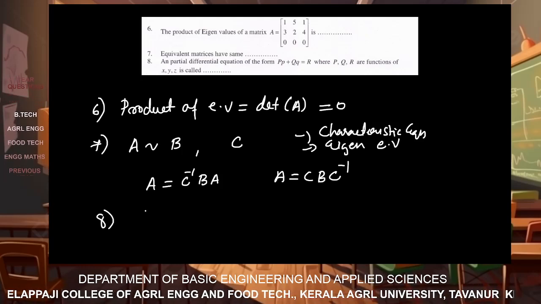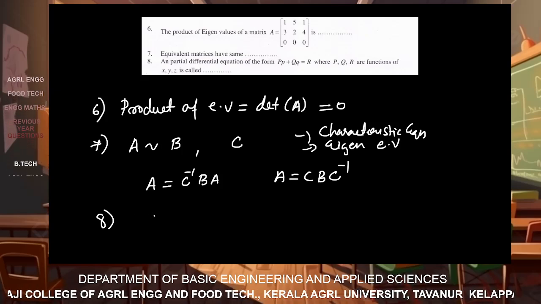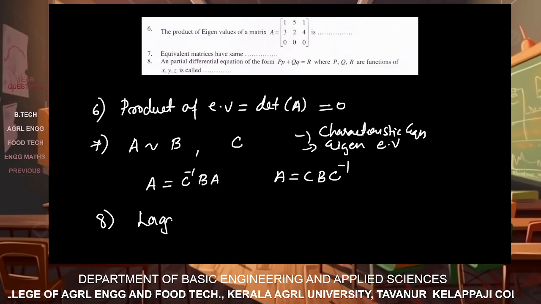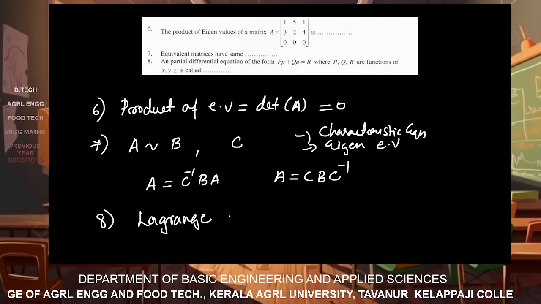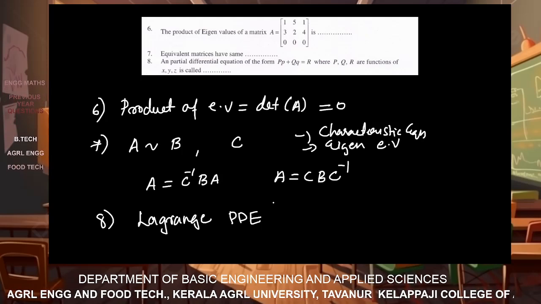A partial differential equation of the form Pp plus Qq equal to R is called the Lagrange partial differential equation, Lagrange PDE. This is called Lagrange PDE. Pp plus Qq equal to R.